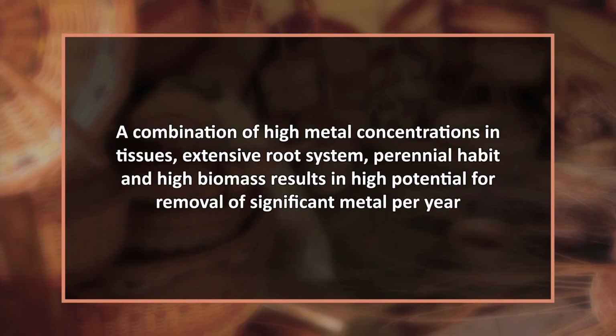Salix is a high accumulator of metal and has an advantage over herbaceous hyperaccumulator species, as willows have a more extensive root system that is recommended for removal of deeper soil contamination. A combination of high metal concentrations in tissues, extensive root system, perennial habit and high biomass results in high potential for removal of significant metal per year.